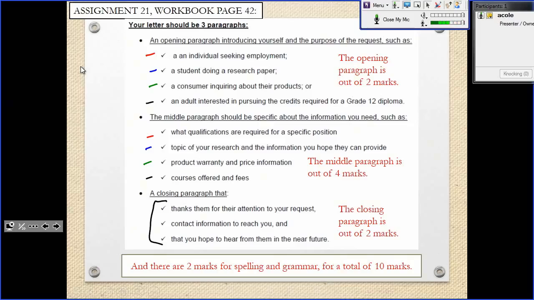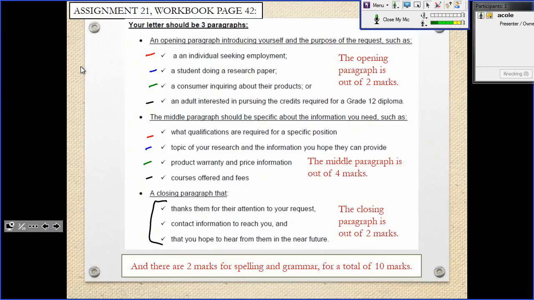Now, just going through this, when I'm marking it, I'm looking for obviously these main parts of your letter, right? So your opening paragraph is out of 2 marks. Something that I'll say about that is you need to address the letter to someone, like, dear so-and-so. If you haven't said who the letter's to, then I can't give you full marks for your opening paragraph because it's not clear who you're writing to. So 2 marks for that, right?